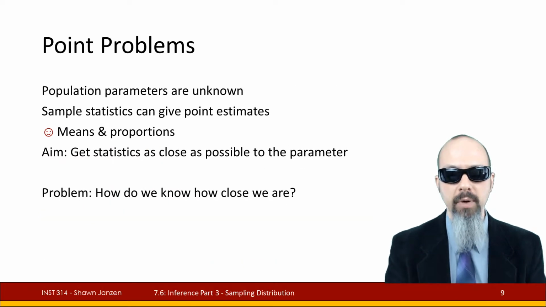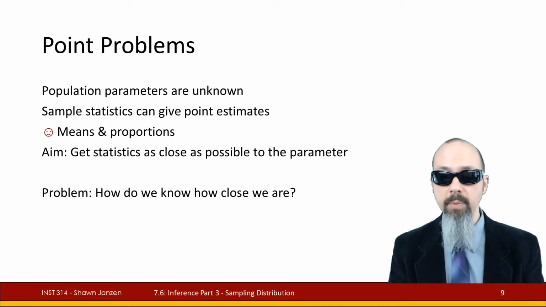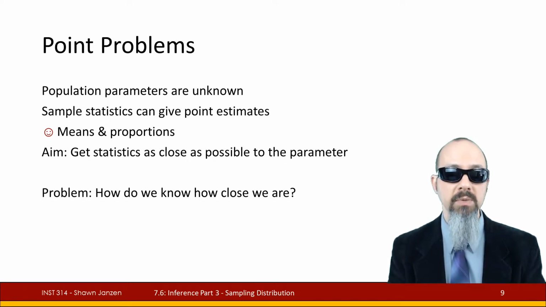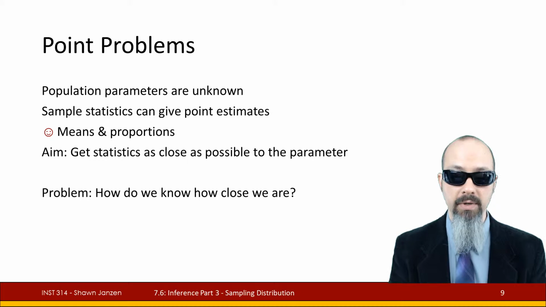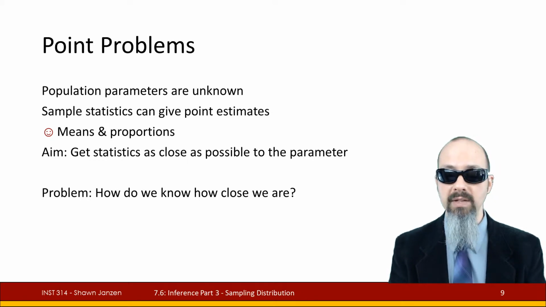So let's talk about some point problems. Population parameters, as I've said again and again, are unknown. The sample statistics can give us a point estimate. We can get means and proportions from them. And so we're going to try to get those means and proportions as close to the population parameters as we can, but we never know how close we are since the population parameter remains unknown.